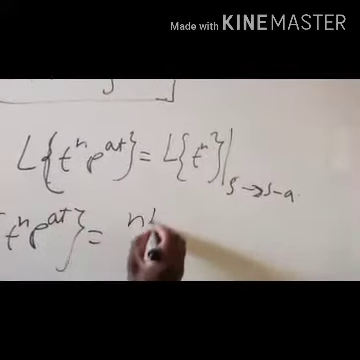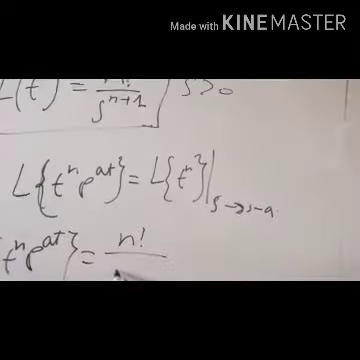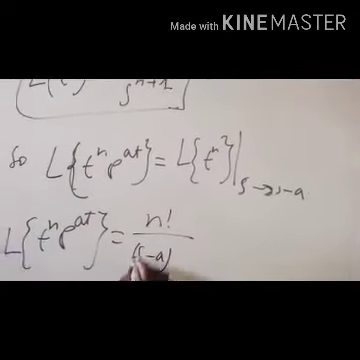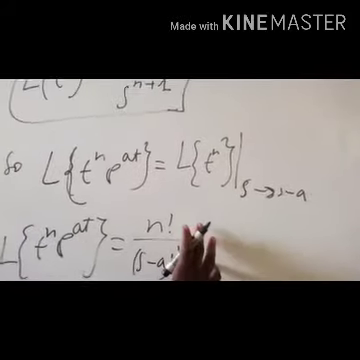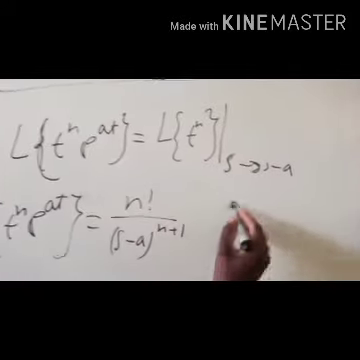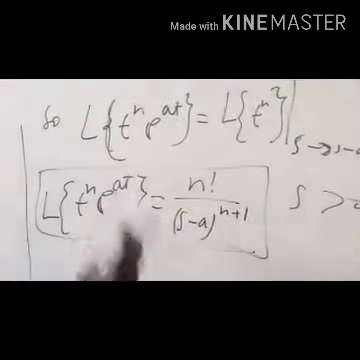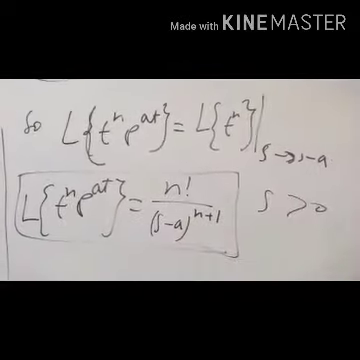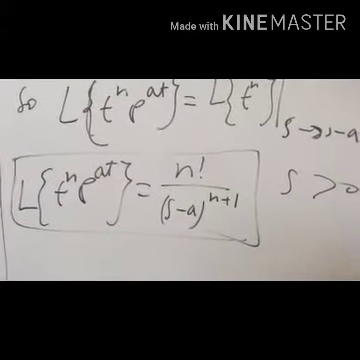Here you will get n factorial divided by (s minus a)^(n+1). This is your solution whenever s is greater than a. So the transform of t^n e^(at) is equal to n factorial over (s minus a)^(n+1).